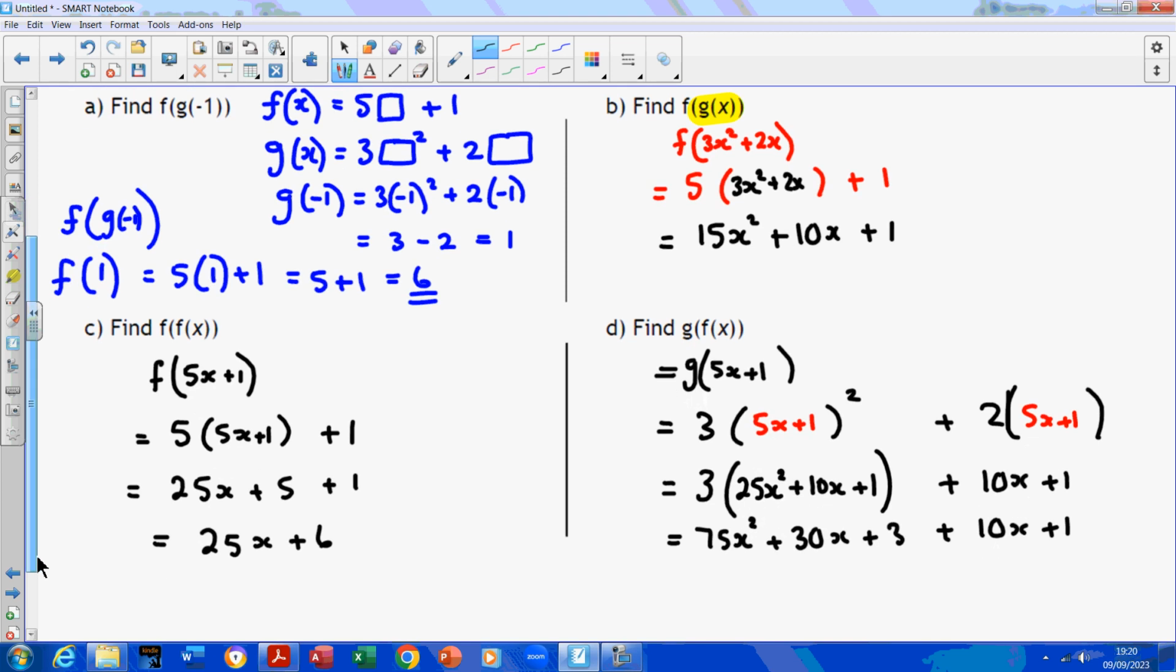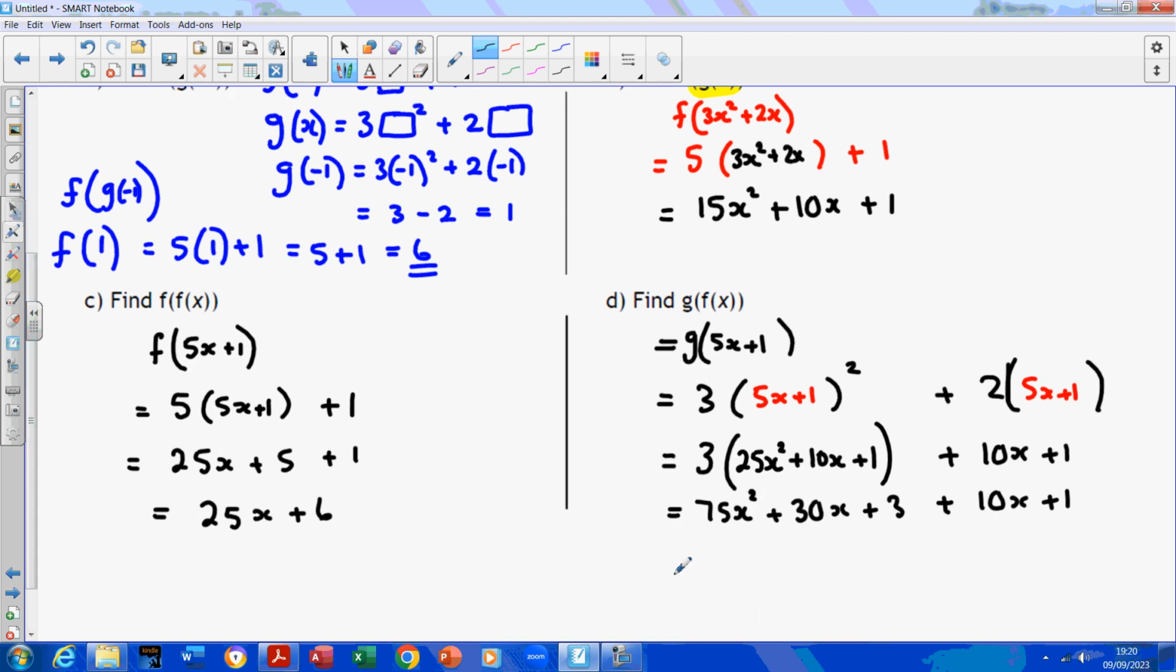So now we need to just tidy that last bit up. There's only one set of x squared, so that's 75x squared. I'll add the x's together, so I've got 30 of them and 10 of them, so it's plus 40x. And then we'll add the numbers together, so we've got a 3, and that wee one in there's 2 times 1 is 2. Hope we spotted that wee mistake. So 3 plus 2 gives us 5. And that's your function f of gx, or g of fx I should say.